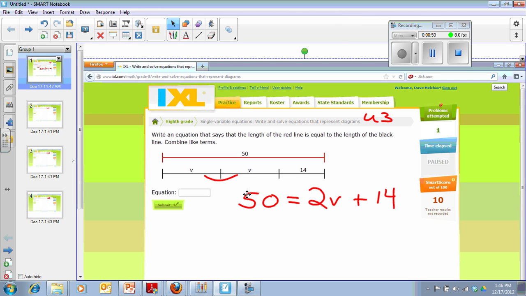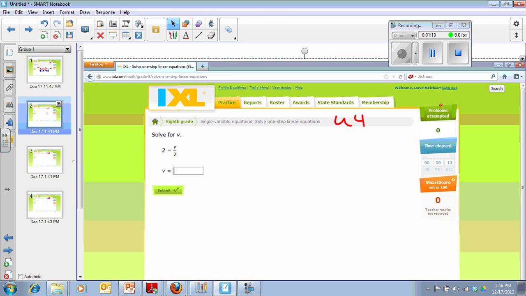It really doesn't matter the way that the students approach this problem. They might have taken the black line first and said, well, 2V plus 14 equals the red line, which would be 50, and I could submit my answer that way. So really, order doesn't matter how I put it in, the black line first or the red line, as long as I get the two to equal each other. When I look at an example for U4, these are all one-step equations.